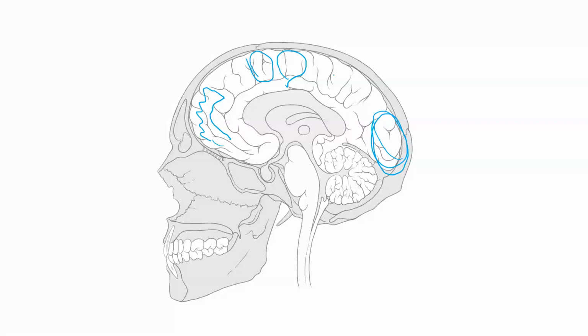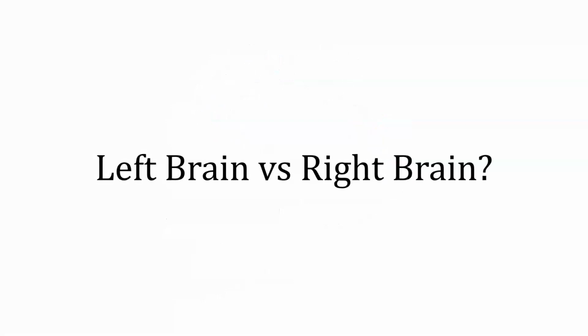So each of these regions has sort of been mapped out and has a characteristic feature to it. Now, there are two cerebral hemispheres. There's one on the left and one on the right. And this has spurred a lot of discussion about what it means to be either "left-brained" or "right-brained," and I should put maybe quotes here.